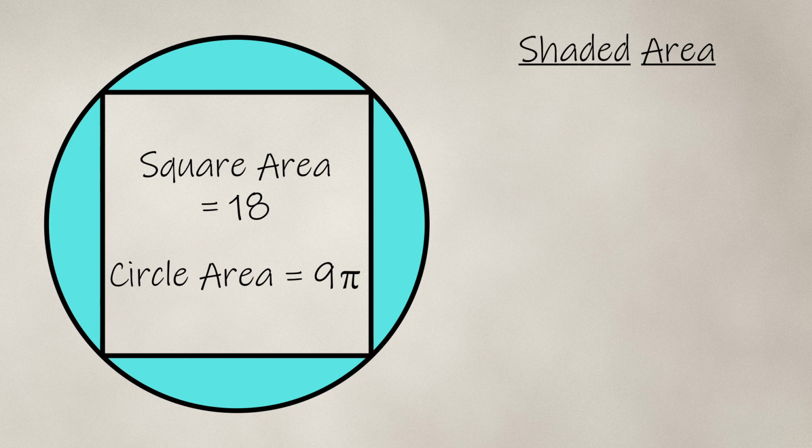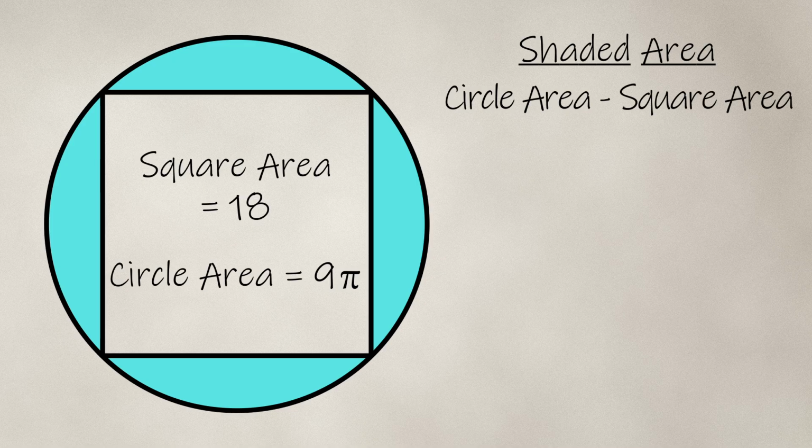All right, we've got everything we need. Let's bring it all together. The shaded area equals the circle area minus the square area. That's 9 pi minus 18. And that's our exact answer, 9 pi minus 18.